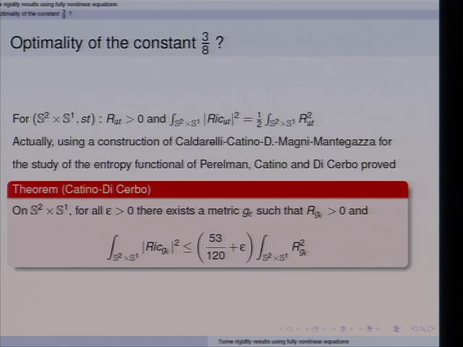Yes, this is for small epsilon. Yeah, I said that it's for small epsilon. Yeah, you're right. Okay.